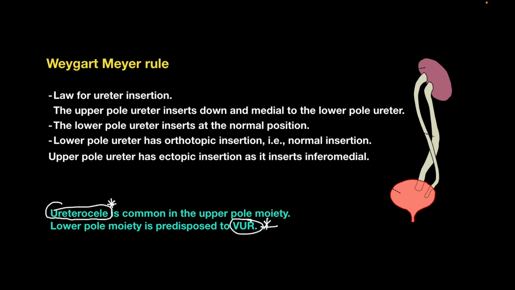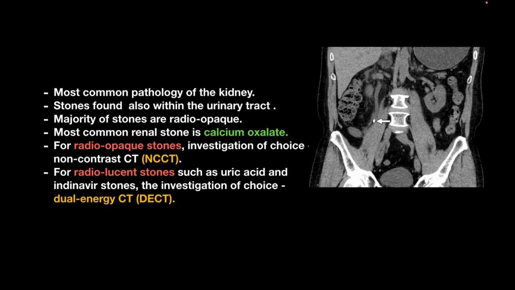Now let's discuss urolithiasis. Urolithiasis means yes, stone in the kidney. But yes, stones are also found in the ureter, right? So the most common pathology of the kidney is urolithiasis. The majority of the stones are radiopaque and the most common renal stones are calcium oxalate. So for radiopaque stones, the investigation of choice is yes, non-contrast CT. While for radiolucent stones such as uric acid and indinavir stones, the investigation of choice is dual energy CT, that is DECT.